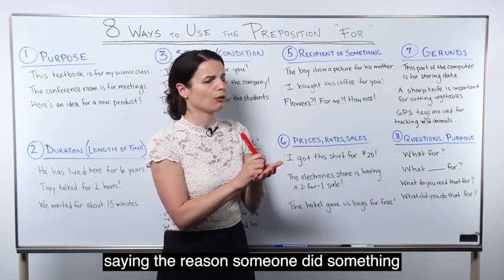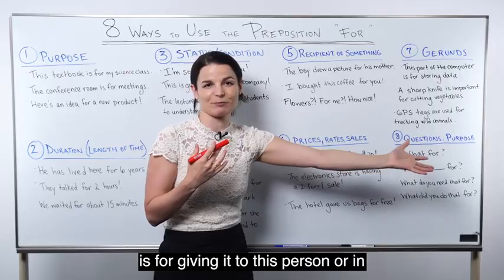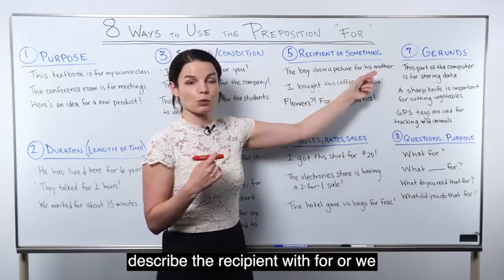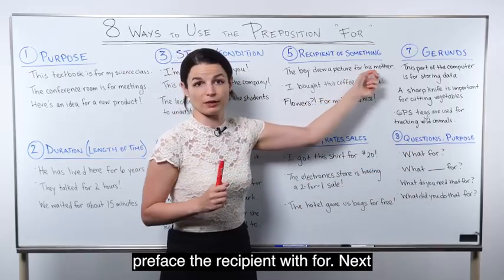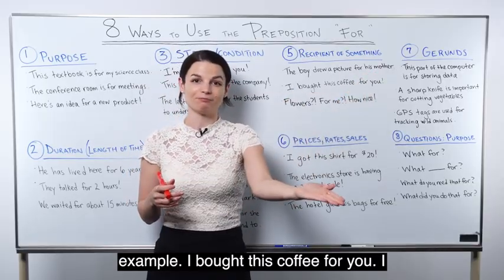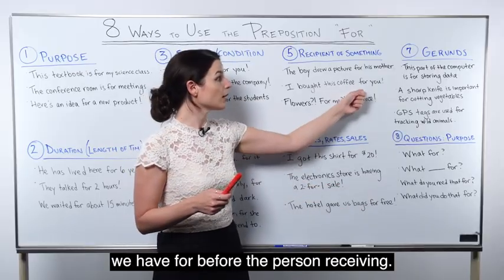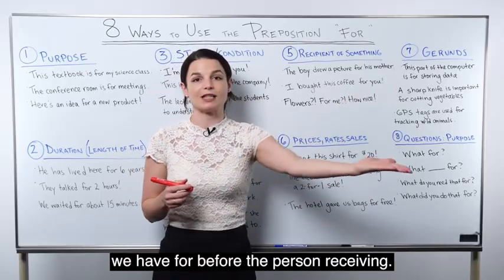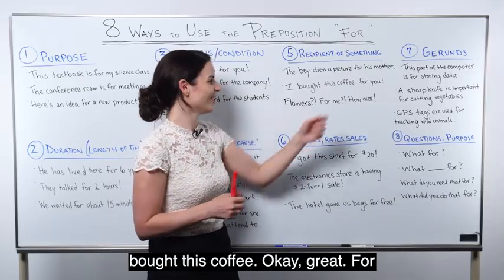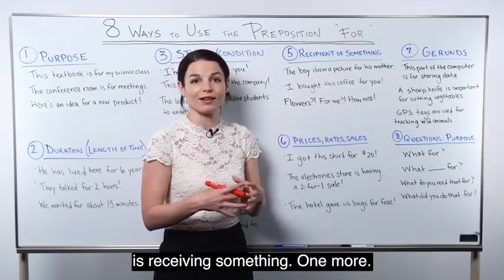So it's like saying the reason someone did something is for giving it to this person, or in order to give it to this person. We describe the recipient with for, or we preface the recipient with for. Next example: I bought this coffee for you. So again, we have for before the person receiving. So in this case, the coffee. Oh, I bought this coffee. Okay, great. For you. So we can do this to express who is receiving something.